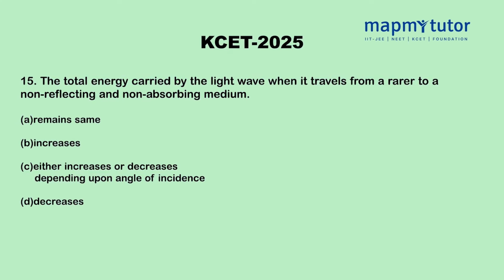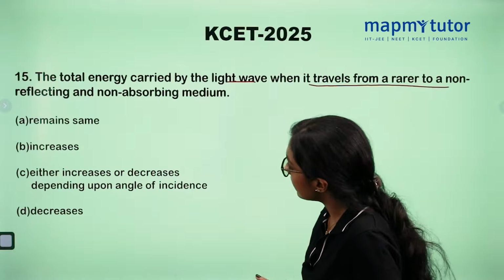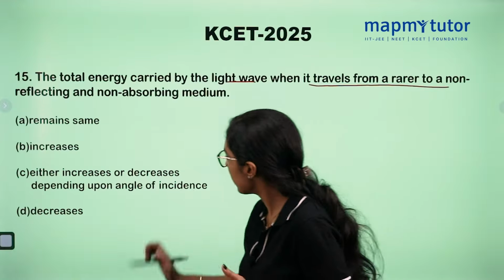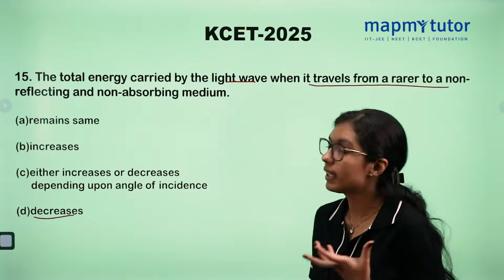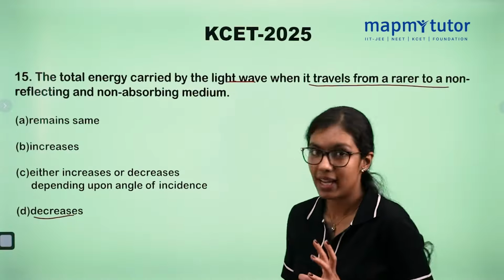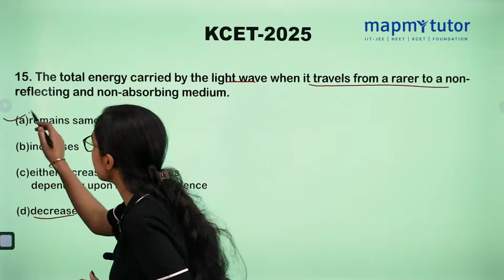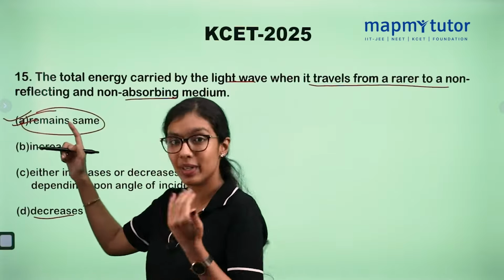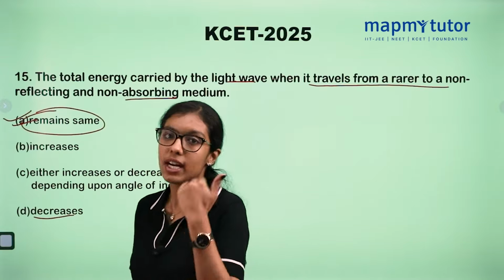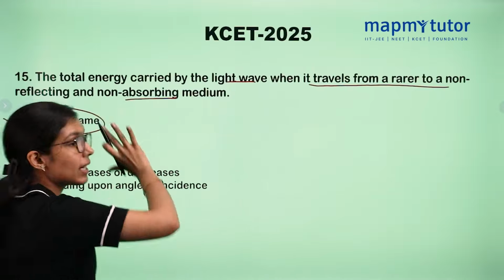The total energy carried by the light wave when it travels from rarer to a non-reflecting, non-absorbing medium remains the same, either increases or decreases depending on the angle of incidence, or decreases. Now see, I'm talking about energy here. And they have also told it's not reflecting and not absorbing, which means the energy remains the same. If they had told absorbing, energy will decrease. If they are telling reflecting, energy again will decrease. So here they mentioned the condition, so it remains the same.